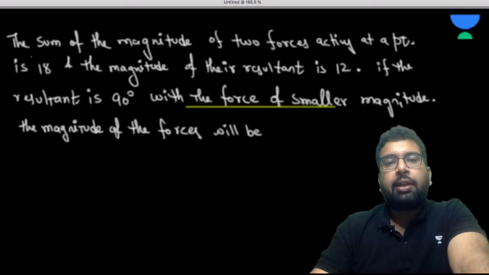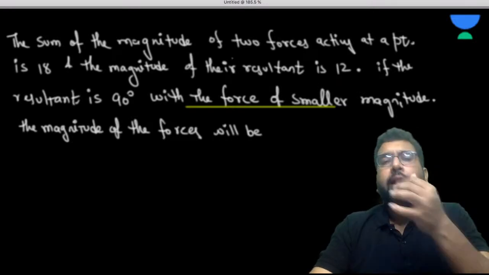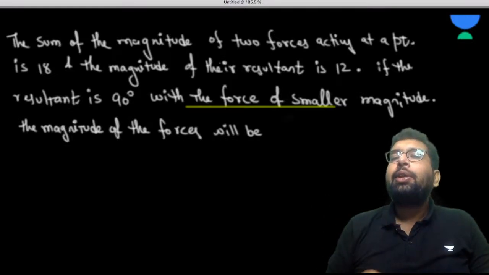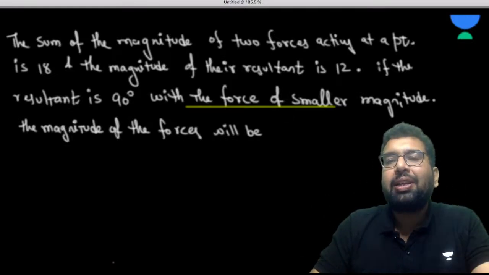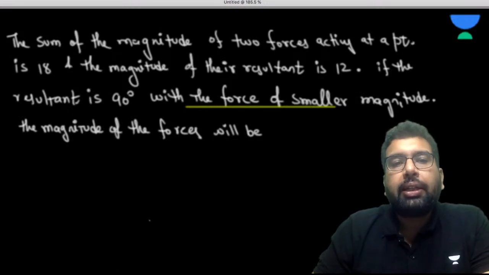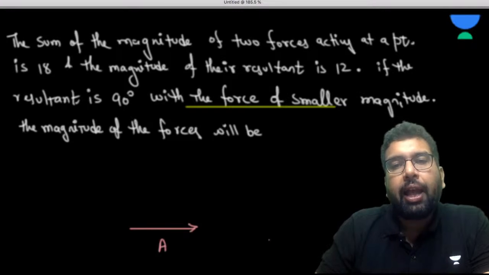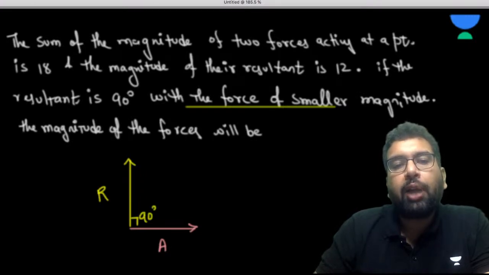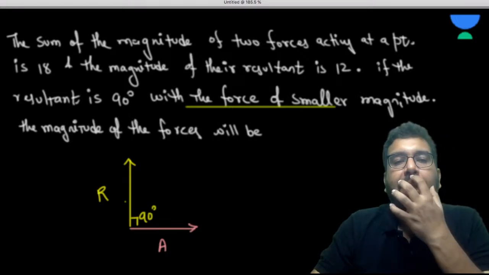So the sum of the magnitudes of two forces acting at a point is 18 and the magnitude of their resultant is 12. Whenever you see 90 degrees, you can use the triangle law. See, this is how you can save some time. Now there are two vectors. Let's suppose one vector is A. The resultant of these vectors is making an angle of 90 degrees with the smaller force.